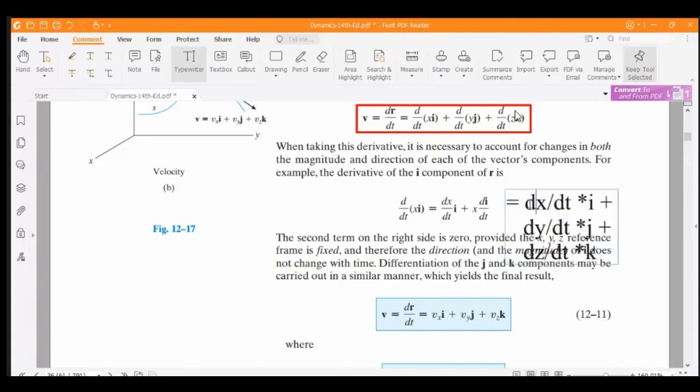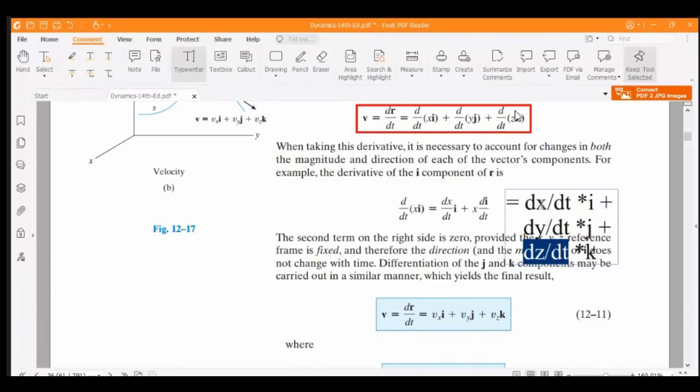So can you tell me dx by dt and dy by dt, dz by dt, will it be wrong to say that actually this is the x direction velocity, this is the y direction velocity, and this is the component of velocity in the z direction? Will it be wrong? No, sir.